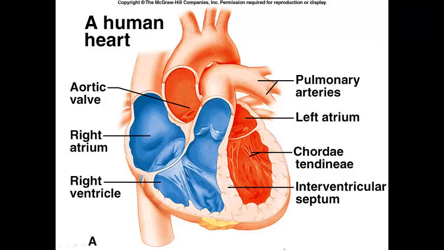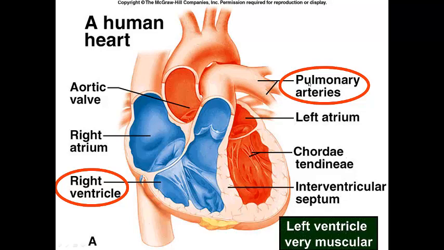and it returns to the body. The right and the left side of the heart are separated by this thing called an interventricular septum. So this septum separates the right side of the heart from the left side of the heart. As well, within the heart are these muscle strands which help in contraction. They're called chordae tendineae. So here we have the right ventricle contracts and leads the blood to the pulmonary arteries.